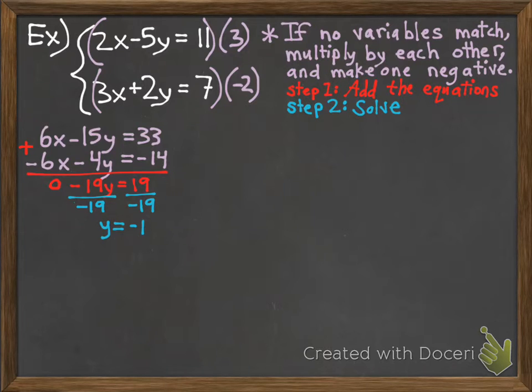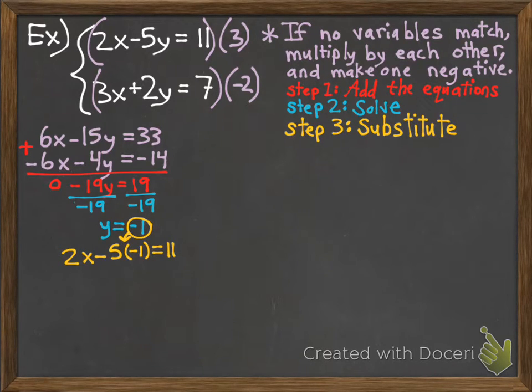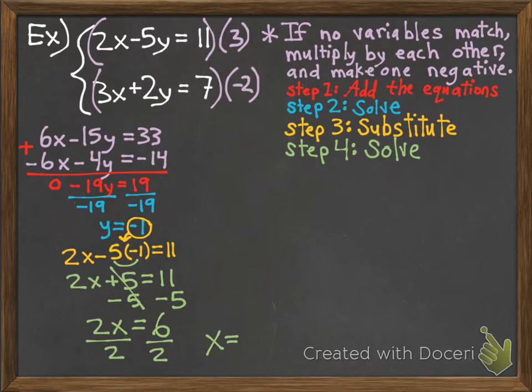Now that we know the value for y, we can take one of the original equations and we can substitute it in. So we're going to take that equation that we have up at the top, 2x minus 5y equals 11, but instead of a y, we're going to put negative 1. So we get 2x minus 5 times negative 1 equals 11. Now we can solve this. We distribute negative 5 times negative 1, and then we're going to subtract 5 on both sides, divide by 2 on both sides, and we end up with x equals 3.